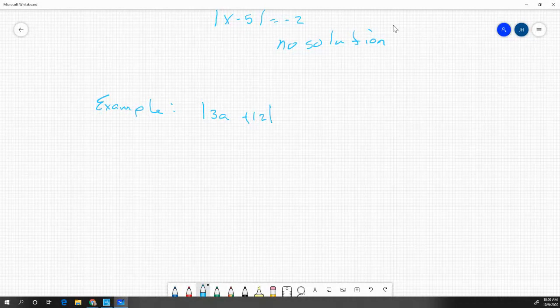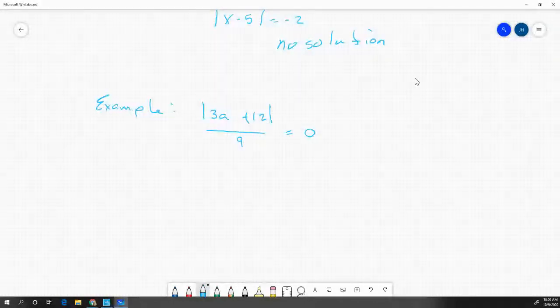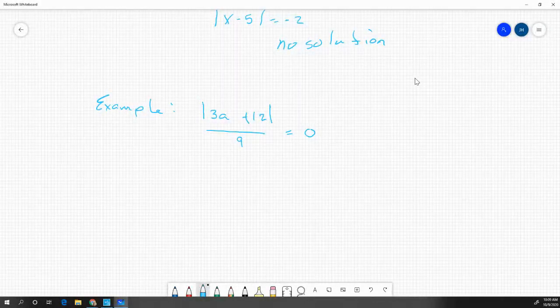Plus 12. Ooh, that's ugly. Divided by 9 equals 0. Right? And we did a division problem earlier, right? And if you remember when we did it, we want to clear that fraction. Do you remember how to clear the fraction? Yeah, by the denominator, right? So I'm going to change color so you can see what I'm actually doing to it as opposed to the original equation. I'm going to multiply this by 9, and I'm going to multiply this side by 9, right?